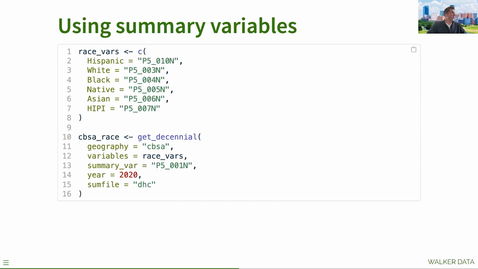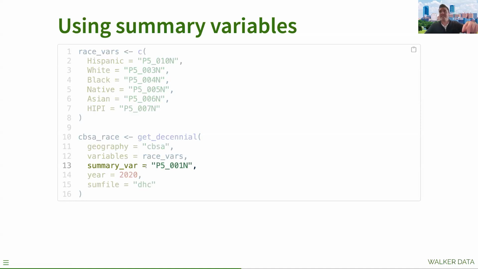Let's say I'm pulling in race and ethnicity variables from the DHC file. So here I've pulled codes for Hispanic, and then non-Hispanic white, non-Hispanic Black, non-Hispanic Native, and so on and so forth. I'm pulling this by core-based statistical area. So I can grab that, and I'm grabbing with a summary variable, which is the denominator in that table.